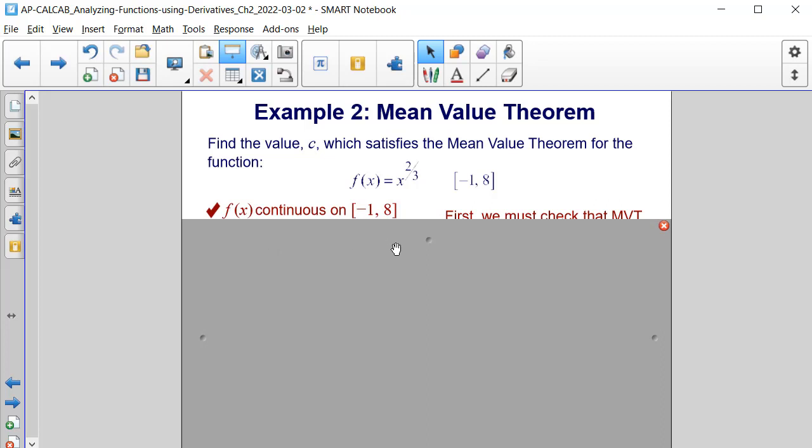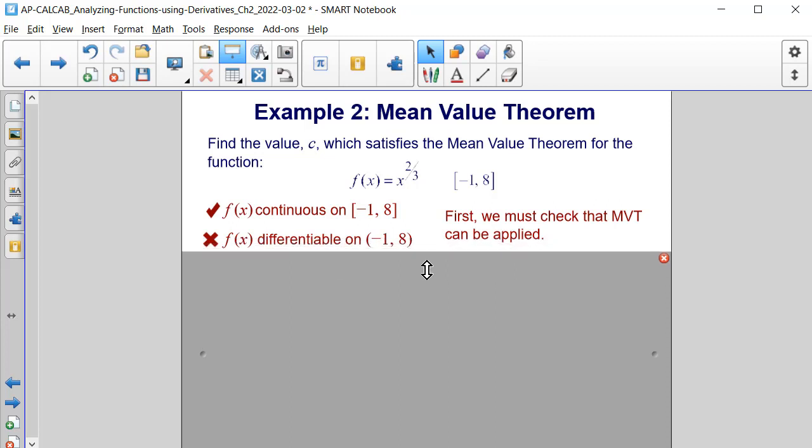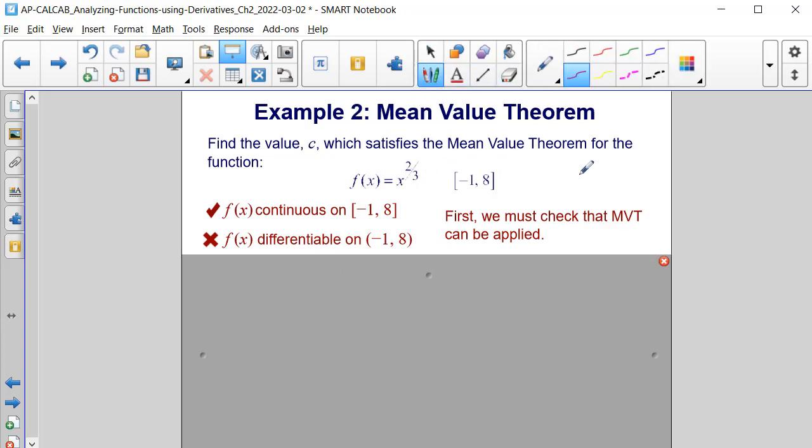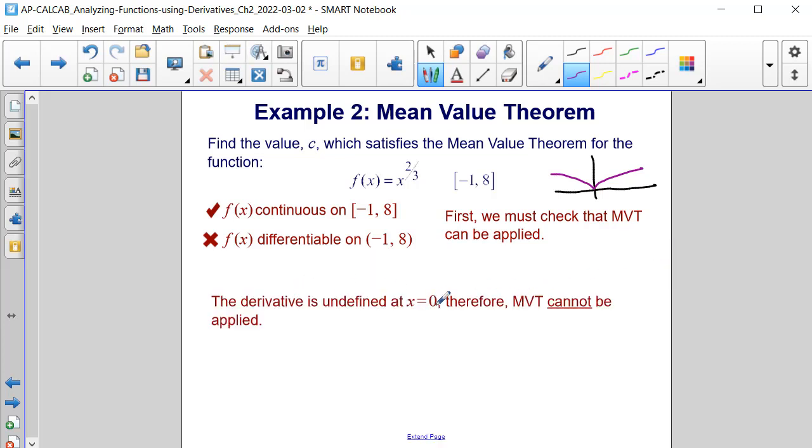Now the question is, is it differentiable, or are there any cusps, corners, or vertical tangents making it not differentiable? Well, in this case, there is. This function, x raised to the 2/3 power, will look something like this when you graph it. You've got that little corner or cusp as it approaches 0. So therefore, because that occurs at x equals 0, the mean value theorem cannot be applied.